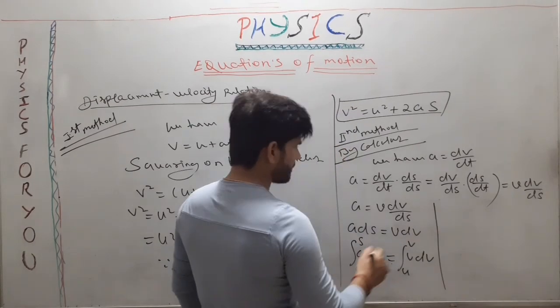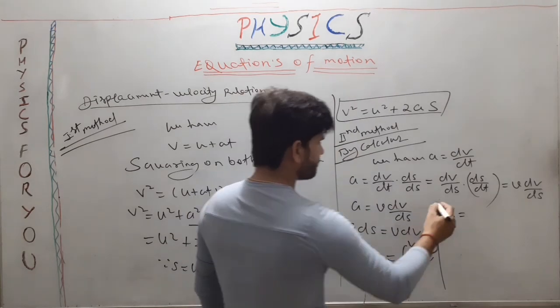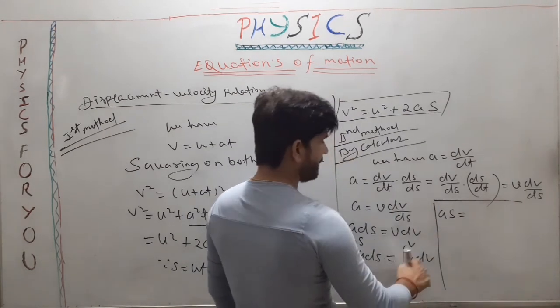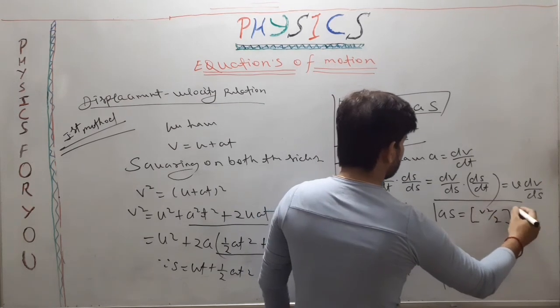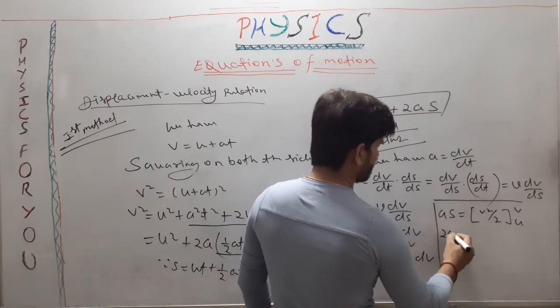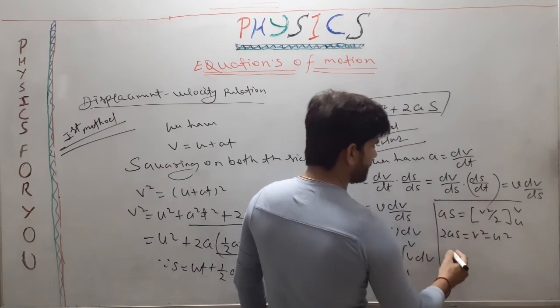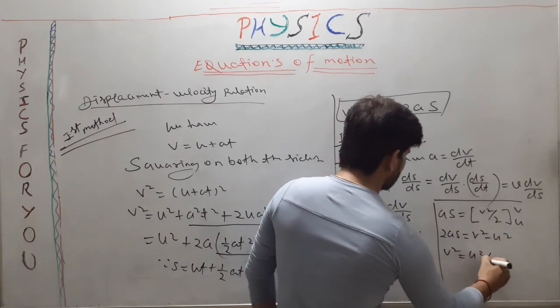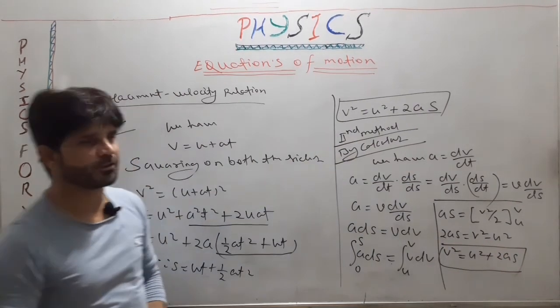On solving, a is taken outside, integration of df is f. Now v, integration of v dv is v square upon 2 with limit u to v. 2 is taken cross multiply, 2af, then v square minus u square. By using the formula we have v square equals to u square plus 2af. This is the third equation of motion.